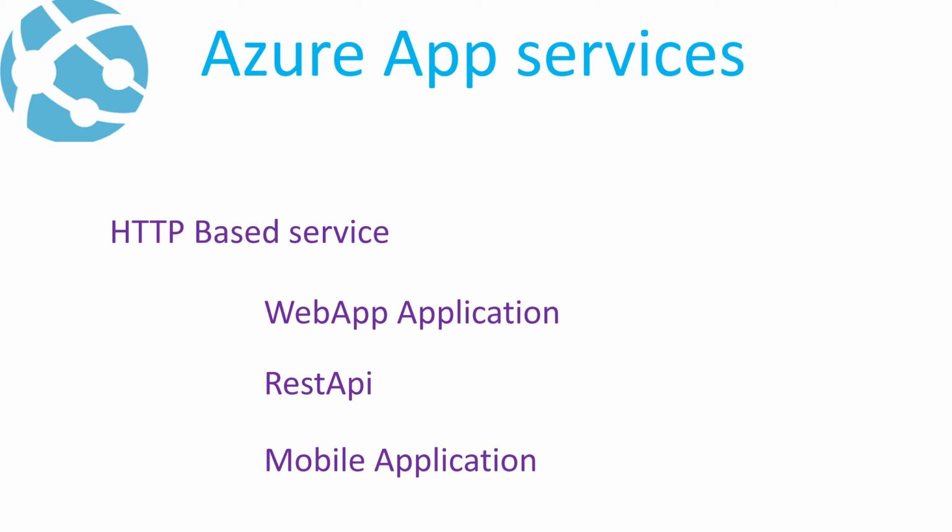So in this video, I will explain what Azure App Services is. Azure App Services is an HTTP-based service for hosting applications like web apps, REST APIs, and mobile applications. Let me quickly explain the architecture of App Services.